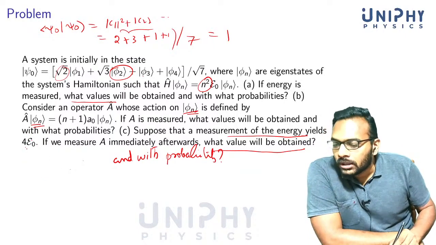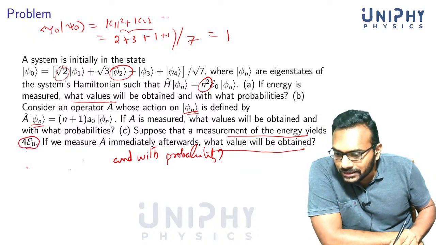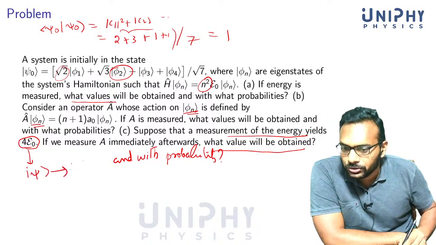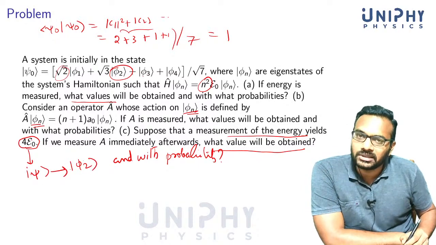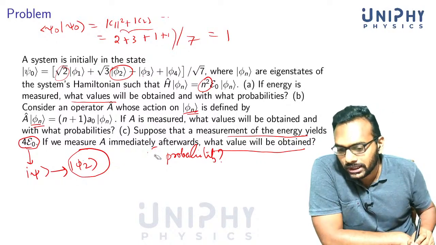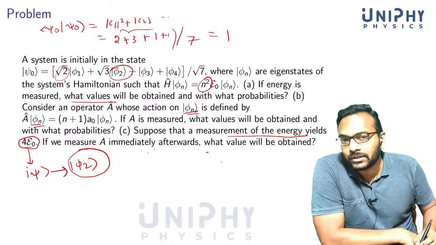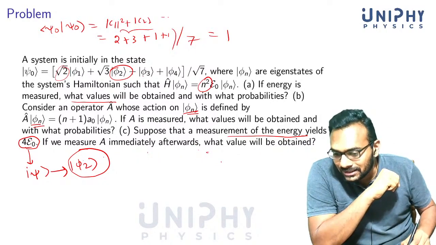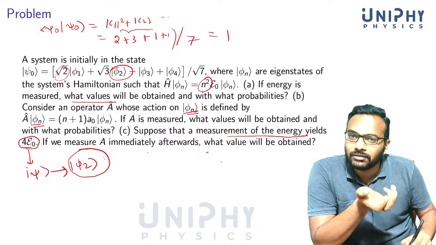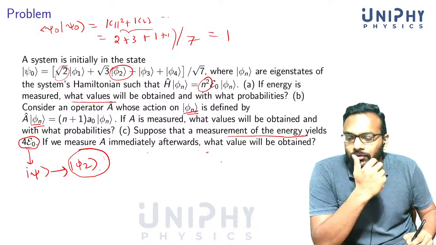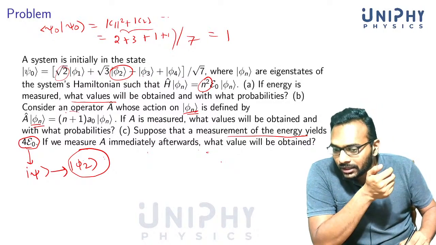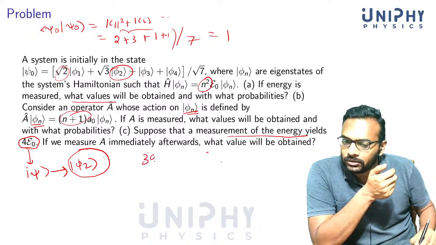So that means that after the measurement, once you measure epsilon 0, the state has reduced to the state phi 2. Now the system is in the state denoted by phi 2. Now you are measuring A immediately afterwards on the same system. The new state is phi 2. If you measure A, you would get the corresponding eigenvalue of A. We know that phi 2 is also an eigenvector of A with the eigenvalue 3A0.